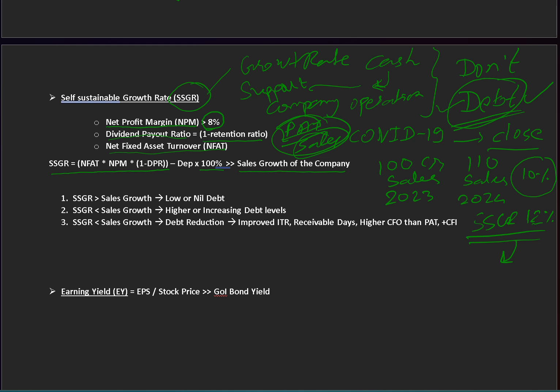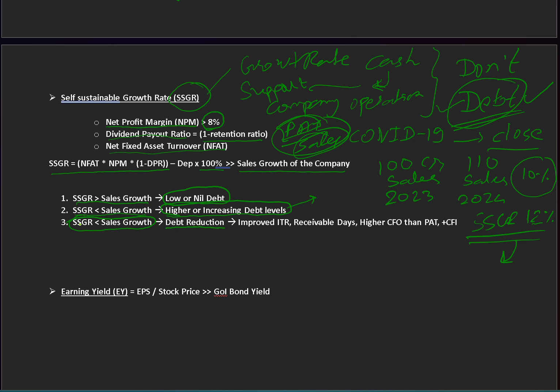If you see the comparison, if SSGR is greater than sales growth, like in this case, it will be having low or nil debt. This is the first sign. You can observe this whenever you see any company. Next, SSGR is less than sales growth. So the company will rely solely on debt to fund its operations, and the debt levels will increase, or maybe be higher.